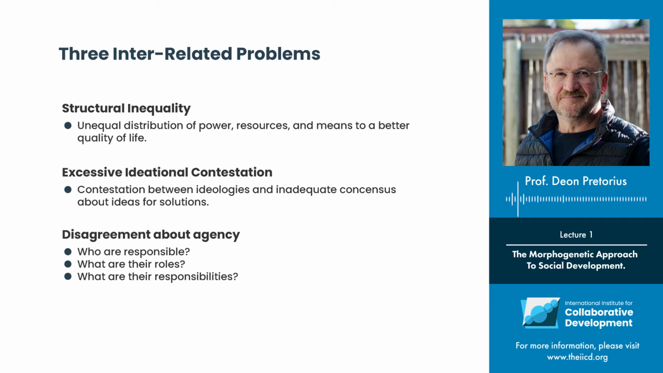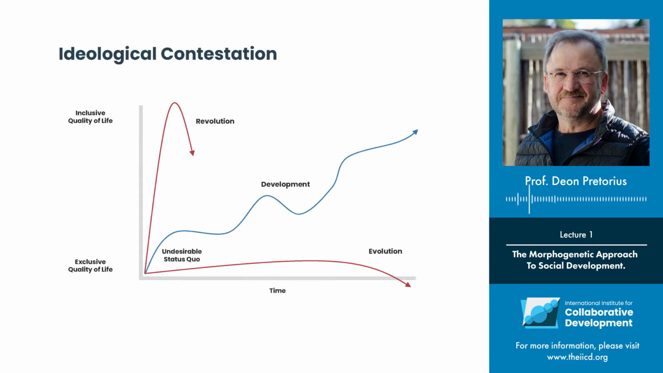The ideological problem or the ideational problem can also be depicted in a graph in which the horizontal axis refers to time and the vertical axis refers to the progression from exclusive quality of life to inclusive quality of life. The challenge is to move from exclusive to inclusive. And in the South African ideological debate about how to respond to that challenge, we essentially have three options.